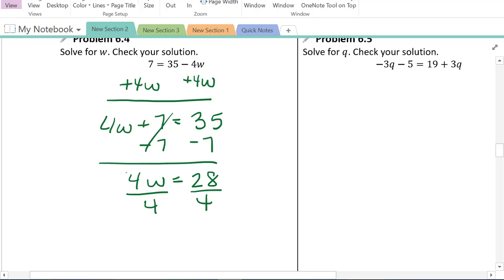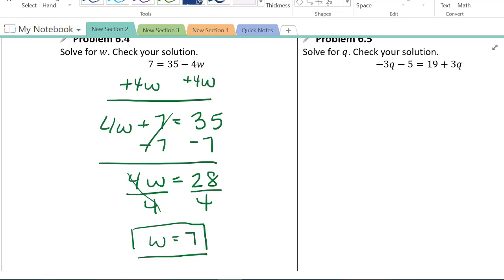The 4's cancel out, we get w equals 28 divided by 4, which is 7. That's 6.4. Let's go on to the next one, 6.5.